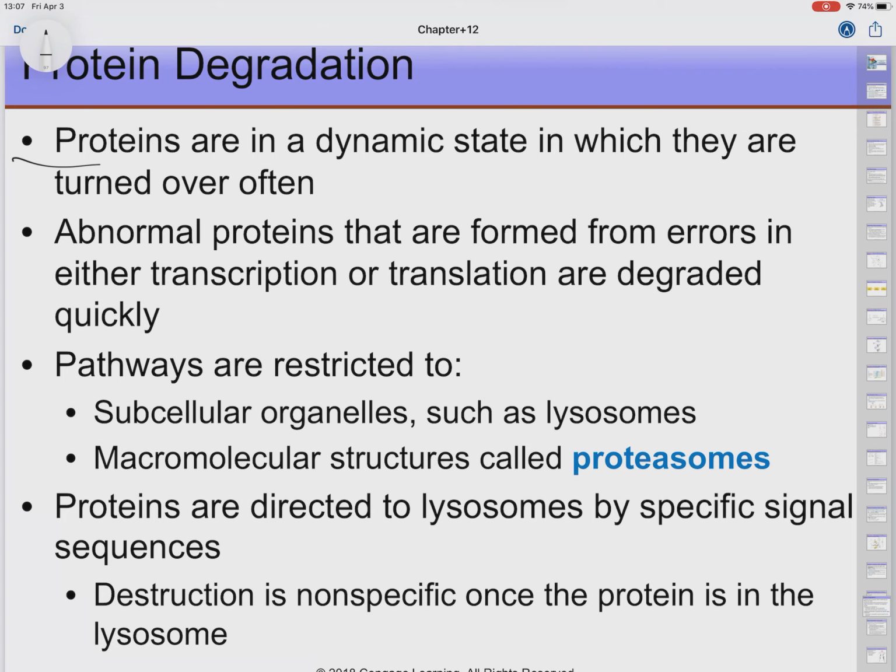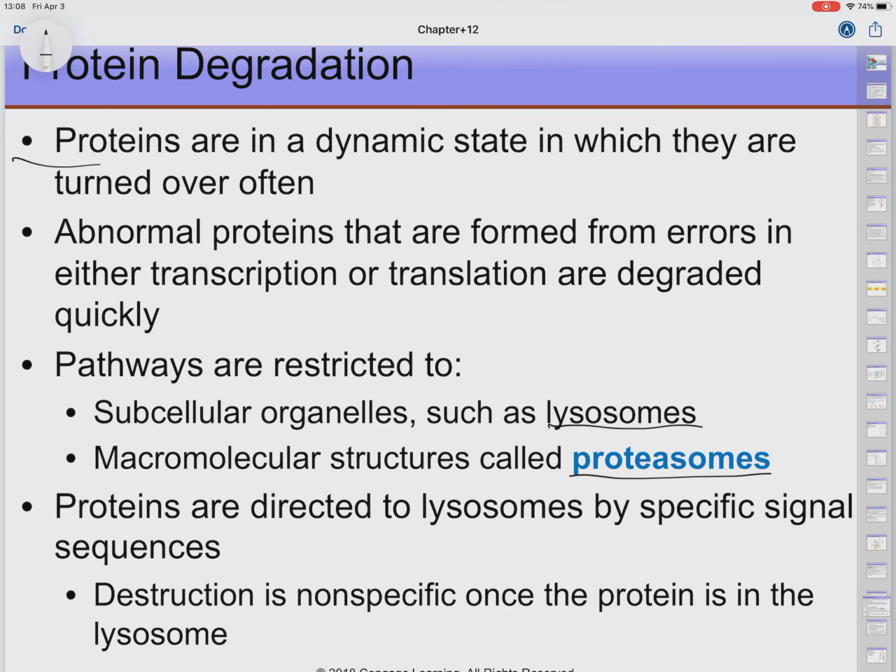The pathways are restricted to subcellular organelles such as lysosomes. So lysosomes, and proteasomes for bigger structures, are what we use to digest and break down proteins. Some special sequences, like what amino acid you actually have on your N-terminus, can determine how long a life you have, what your half-life is.